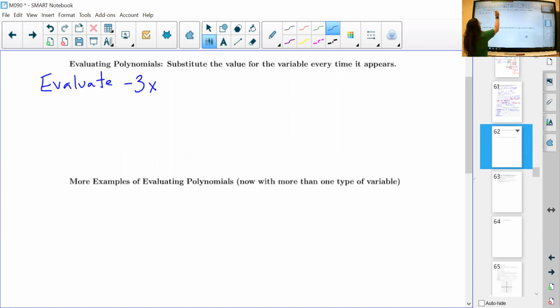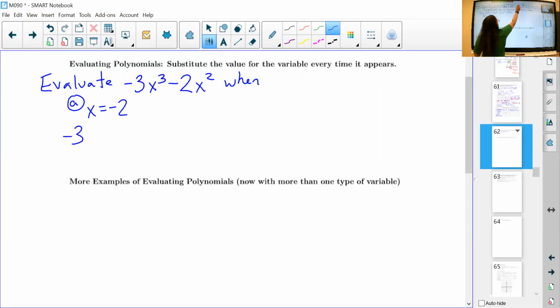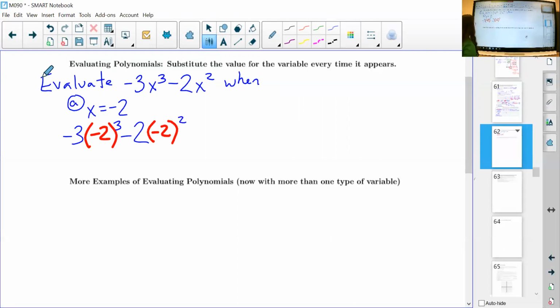negative 3x cubed minus 2x squared when x equals negative 2. Okay, so I'm just going to write out negative 3, and I have my x, which I'll replace with negative 2. That's cubed, I'm just getting this from here, minus 2. Instead of an x, I'm going to write negative 2 again, squared. Now I just have to evaluate this.